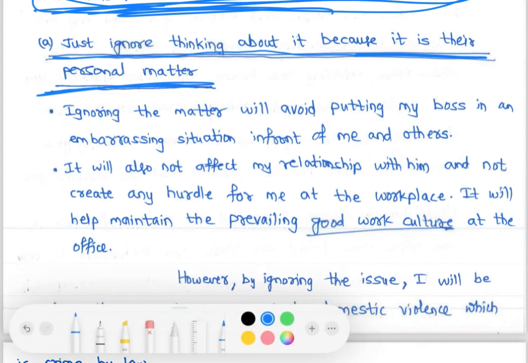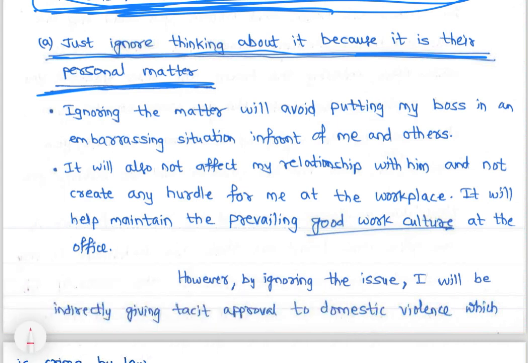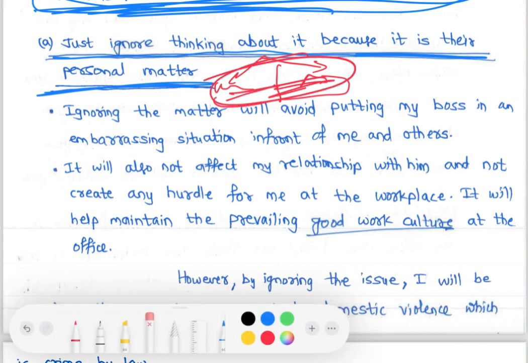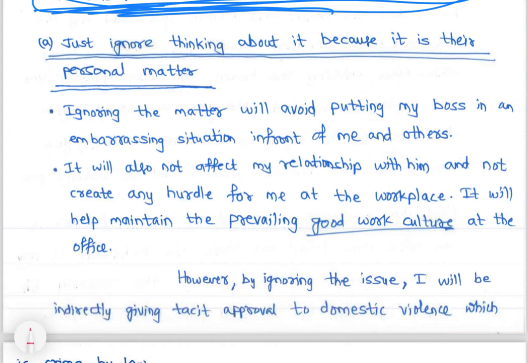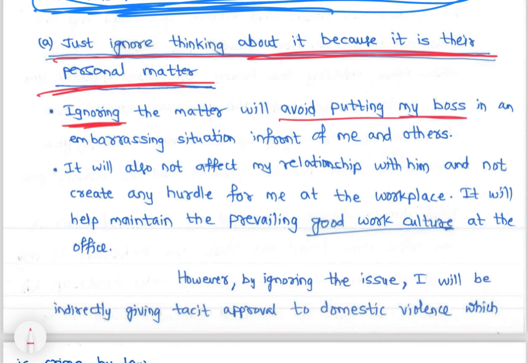Okay, it is a personal matter, so do nothing. So here again I am not writing merits and demerits in box form, right? Not in box form. Now how am I writing the merits and demerits? Now look. Just ignore, thinking about it because it is their personal matter. So the merit in this is that ignoring the matter will avoid putting my boss in an embarrassing situation in front of me and others, right?